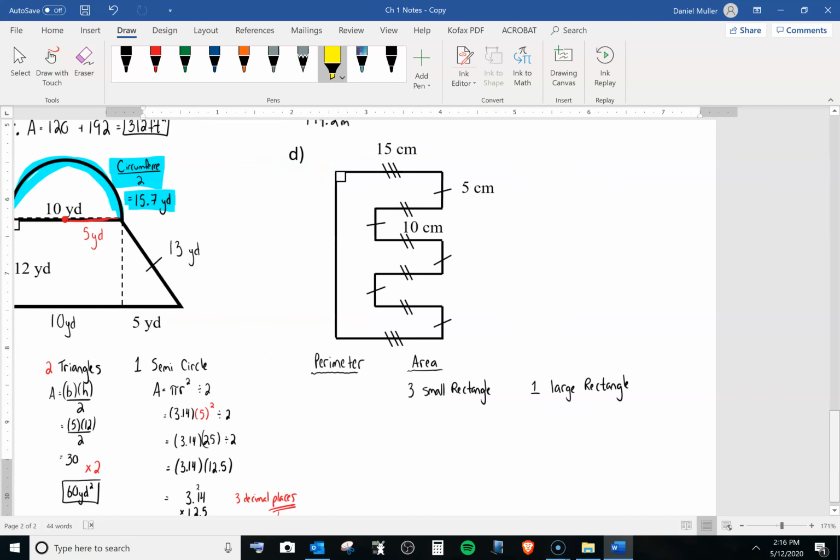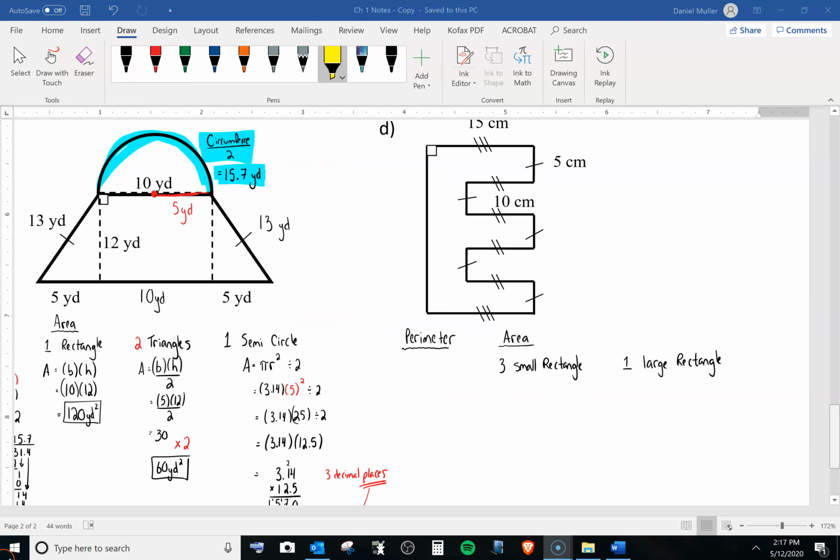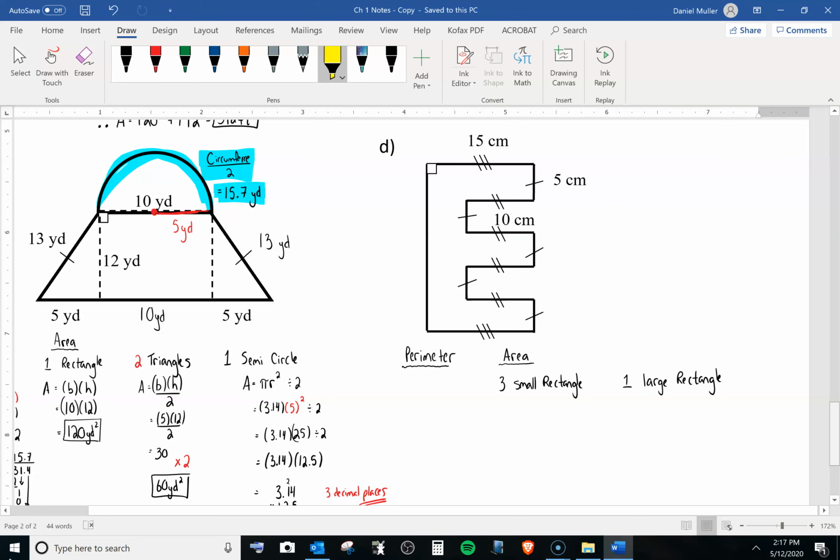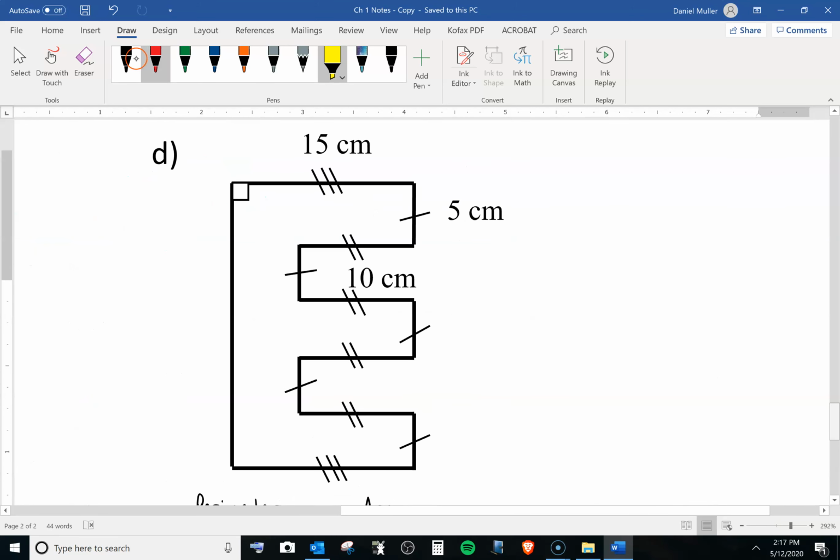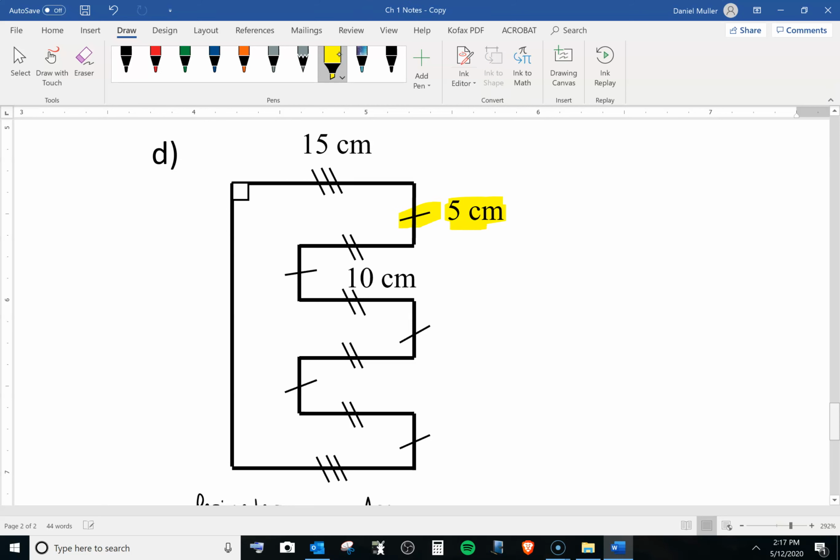Now D is not as challenging because there are no circles. So perimeter, we can just add all of these things up. It might be helpful for us to label a little bit. So this is 5. And it has that little thing, so that must be 5. All of these must be 5.